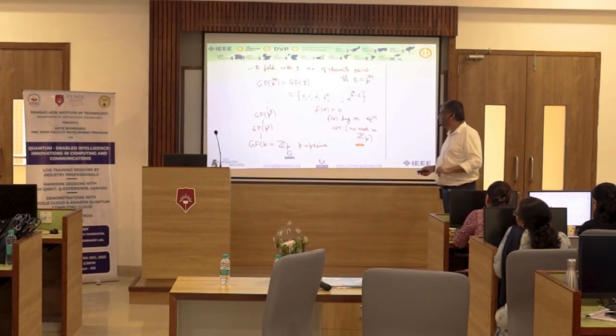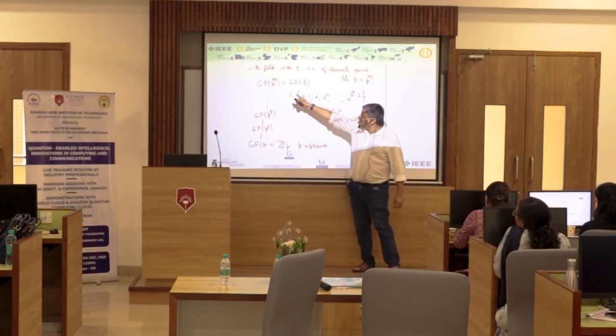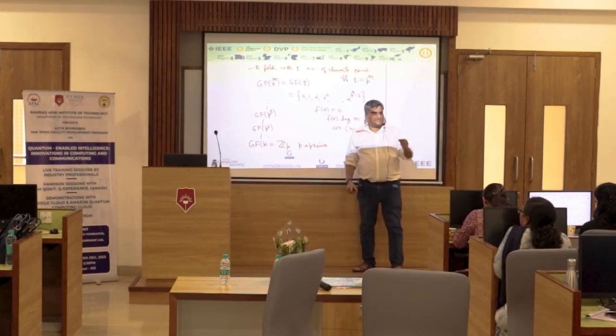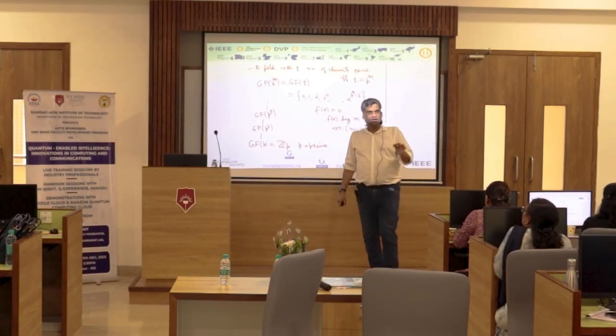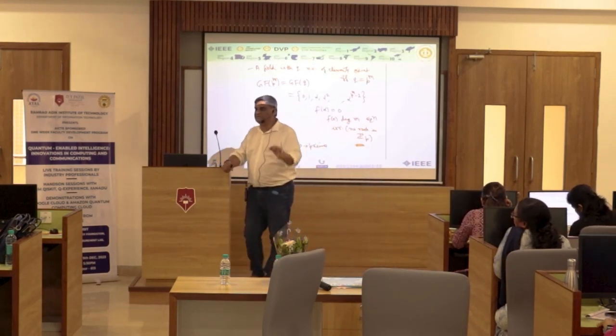You can also start with a field with p number of elements, because Zp is a field, and you can build up to a field with p^m number of elements, which is having q. So basically, a set having q elements will be a field if and only if q is a prime power.